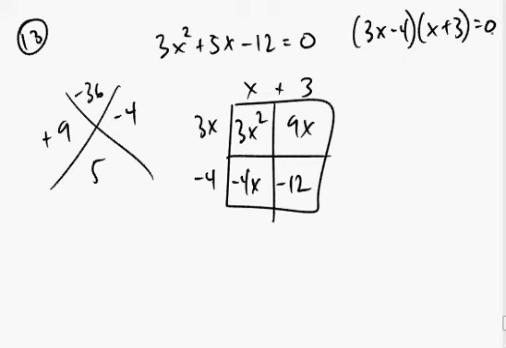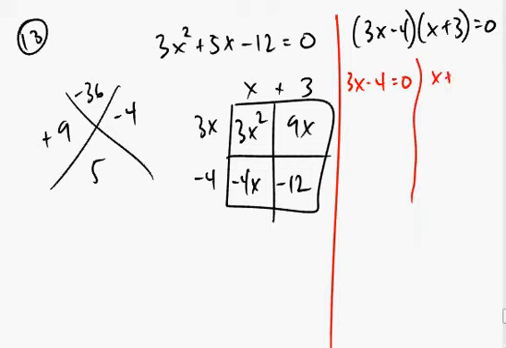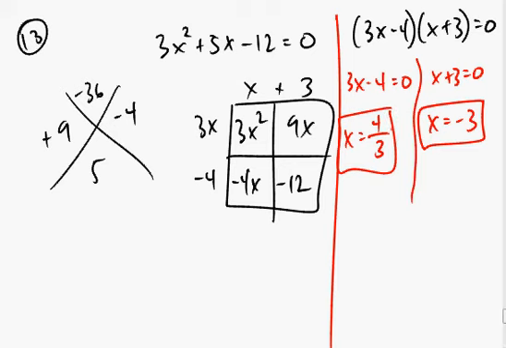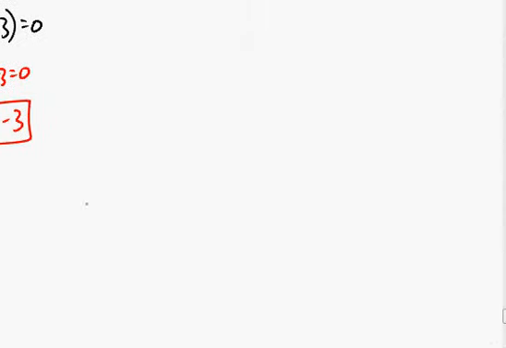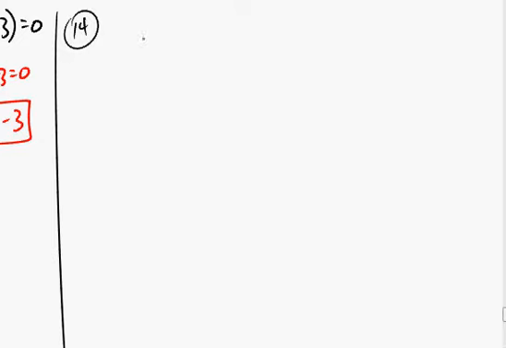Right? That's factored. That's D. All right. Any questions about 13? Nobody? All right. What did you get for 13?